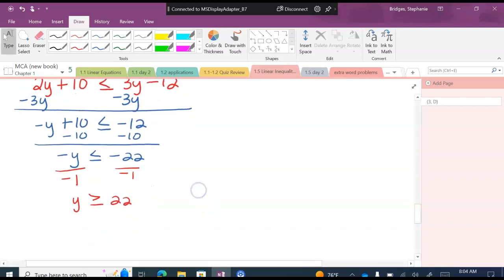Now when I draw my graph, open or closed circle? Closed. Left or right? Okay, and my interval notation would be? Okay, square bracket 22 comma infinity parenthesis. Is everybody okay with that one?